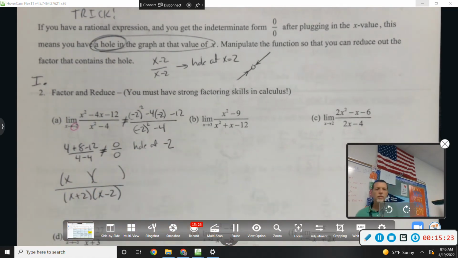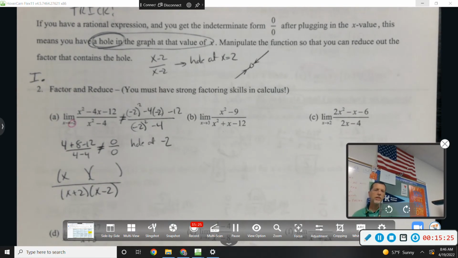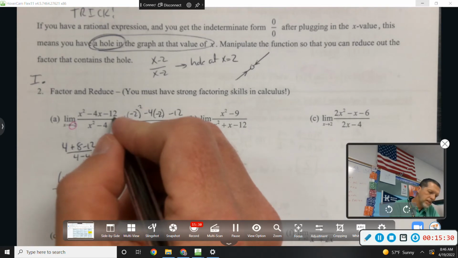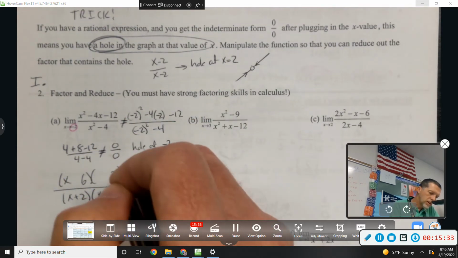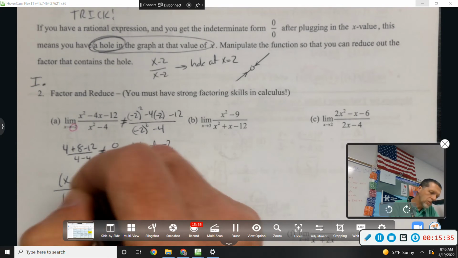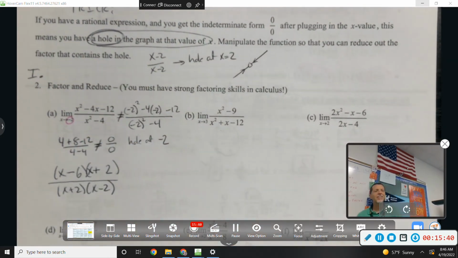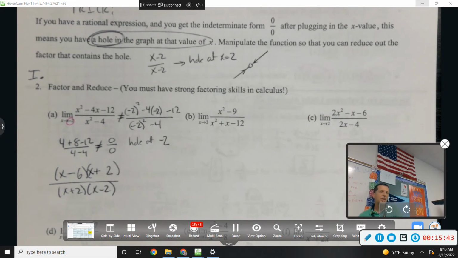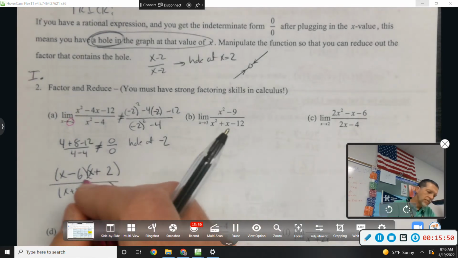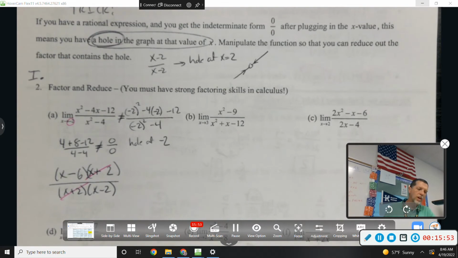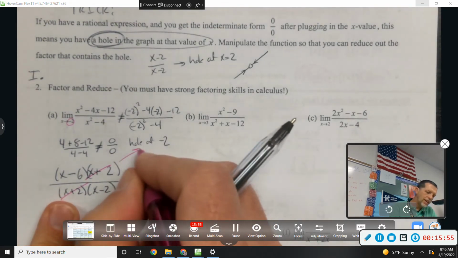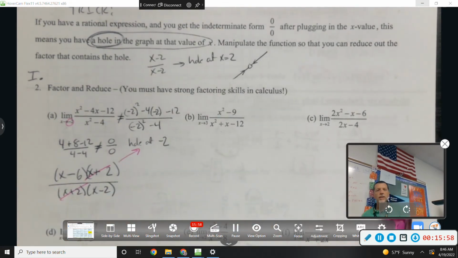X plus 2, x minus 2 in the bottom. In the top, let's see, 6 and 2 would work. If it's plus 2 and minus 6, oops, x plus 2 and x minus 6. What can we do? What can cancel? Yeah, the x plus 2's, which means there's a hole at x equals negative 2. We already knew that.